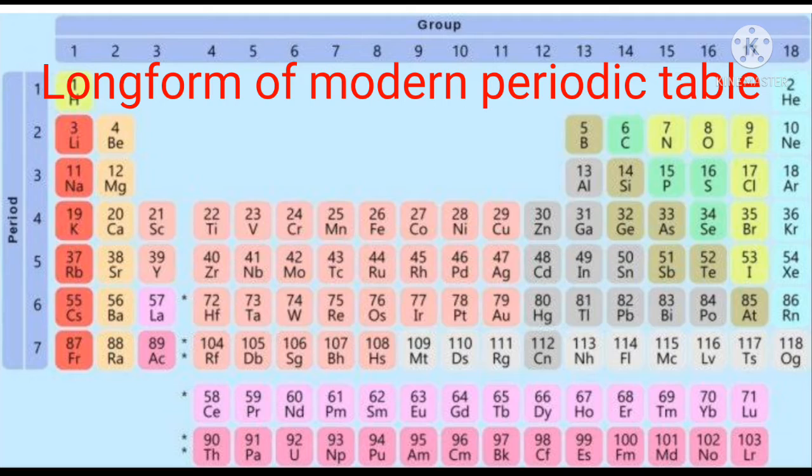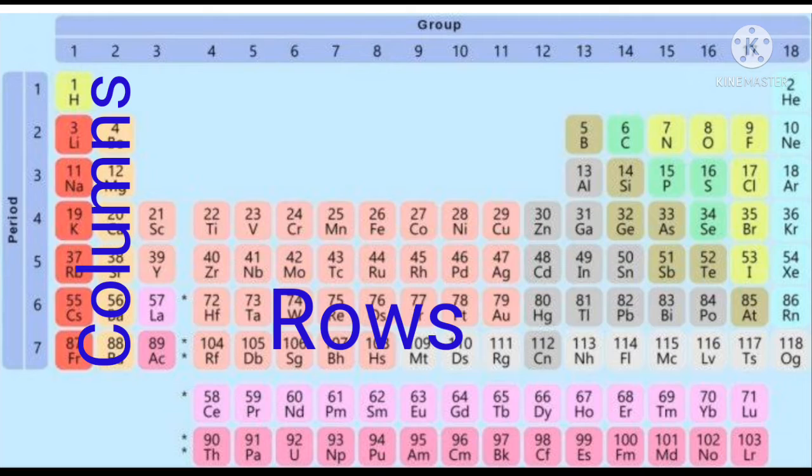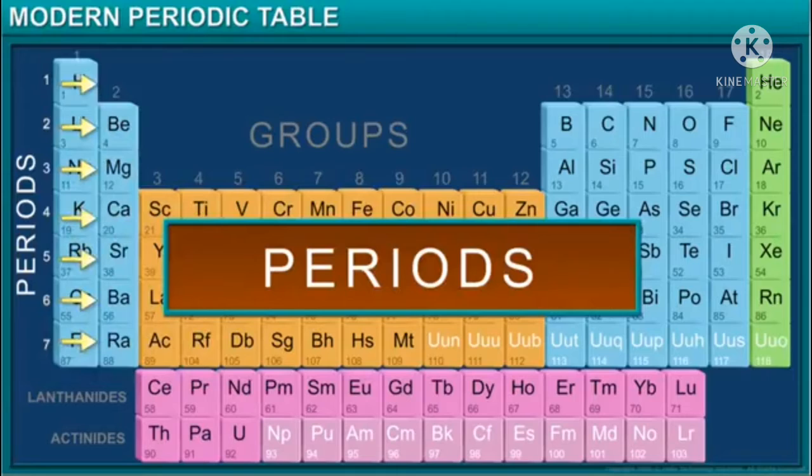This table consists of horizontal rows and vertical columns. The horizontal rows are called periods. There are a total of 7 horizontal rows in the table, meaning there are 7 periods in the modern periodic table. They are numbered 1, 2 up to 7 and read as period 1, period 2, like this.